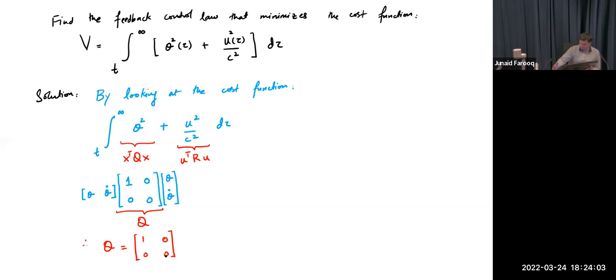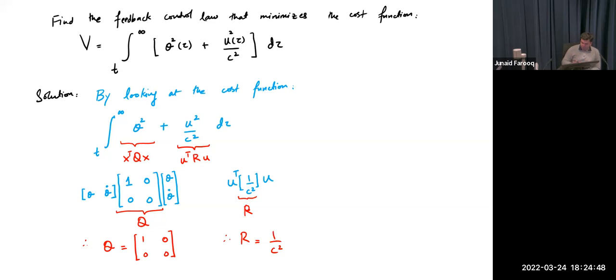Similarly, for the R matrix, we have U transpose something and then U. Because U is a scalar, the thing that lies in between is a 1 by 1 constant, right? It's simply a 1 over c squared, and it's a 1 by 1 matrix. So your R is simply 1 over c squared.